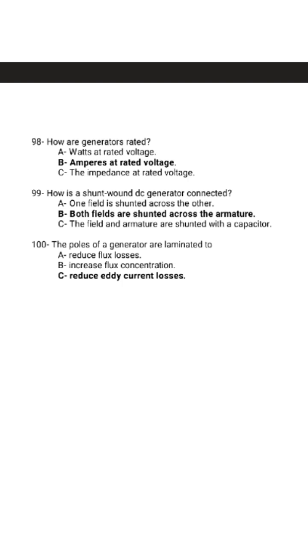How is a shunt wound DC generator connected? Both fields are shunted across the armature. I remember that question. I remember reading that on the slide. How is a shunt wound DC generator connected? Both fields are shunted across the armature.